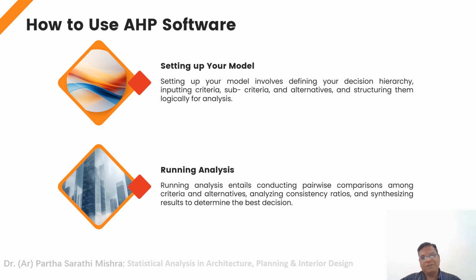So, how to use the AHP softwares? Setting up your model, then running the analysis. In setting up the model, you have to involve the different decision hierarchy, input criteria, sub-criteria, and alternatives, structuring them logically for analysis. And running the analysis entails conducting pairwise comparison among the criteria and alternatives, analyzing the consistency ratio, and synthesizing results to determine the best decision, to get the best alternative for our purpose.